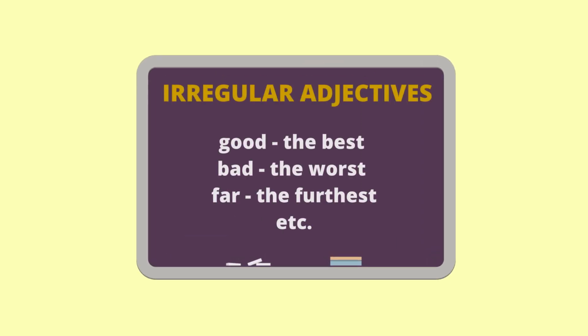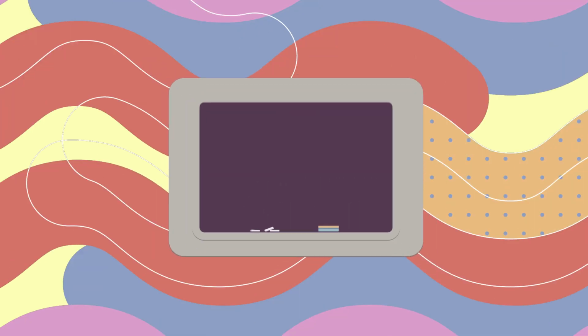Superlative forms of irregular adjectives are very different from these irregular adjectives, so try to learn them. Bad, the worst. Good, the best. Far, the furthest.